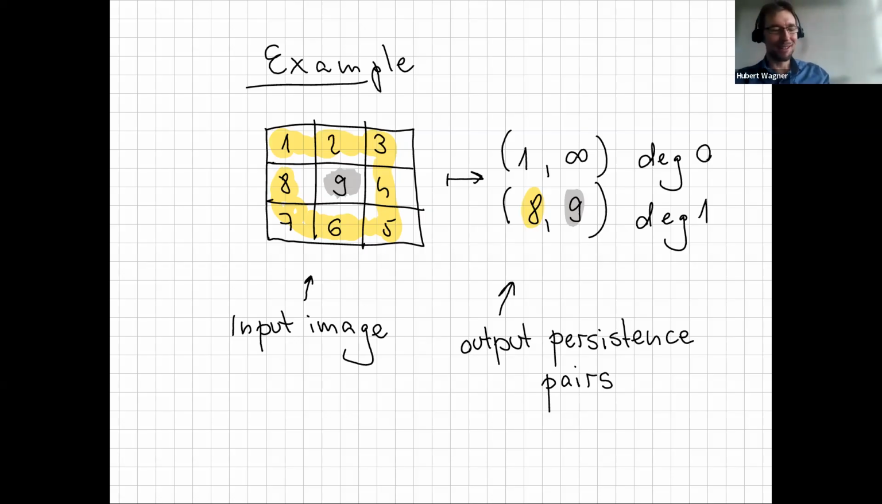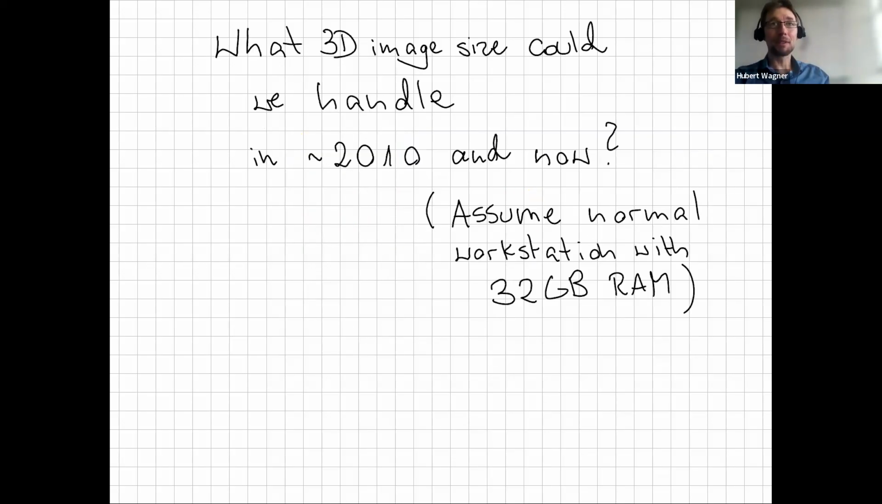I don't want to turn this into an introduction to persistent homology, so I hope this is enough to clarify what we want to compute. One question I have for the audience is, we can obviously manage a 3x3 example. We just did it by hand. In terms of three-dimensional images, what kind of size could we handle? Those are actually two questions. What could we do in 2010, and what can we do currently?